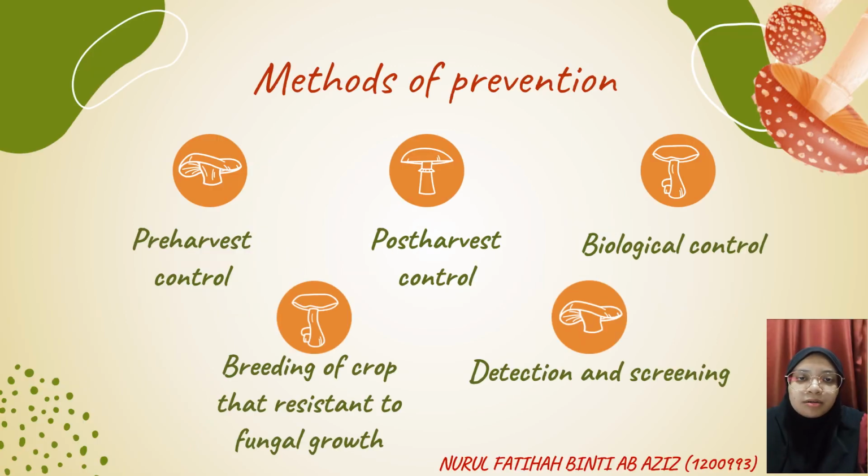The implications of aflatoxin and its potential threat to humans have clearly shown a need to eliminate or at least minimize its contamination in food and feedstuff. There are a few methods that can be applied to prevent the issue: detection and screening, pre-harvest control, post-harvest control, biological control, and breeding of crops that are resistant to fungal growth.